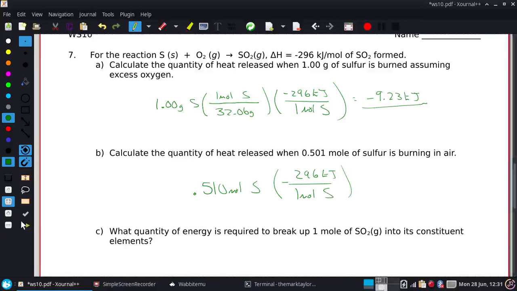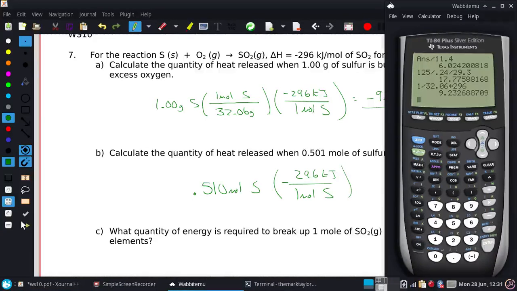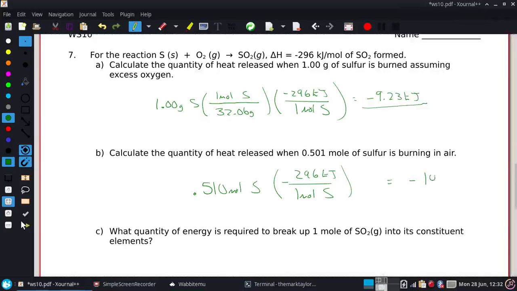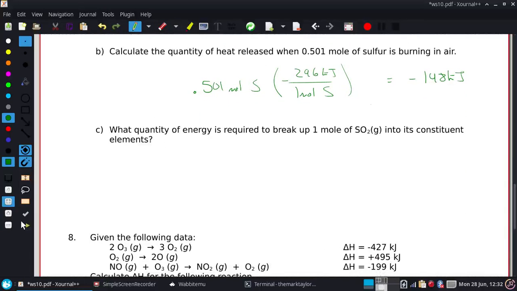The balanced equation said that that's the energy per 1 mole of sulfur, 1 mole of oxygen, or 1 mole of SO2. So we just do the 1, and 0.501, I got to fix that, times 296, we would see that that's a mere 148 negative. And finally, 1 mole of SO2.